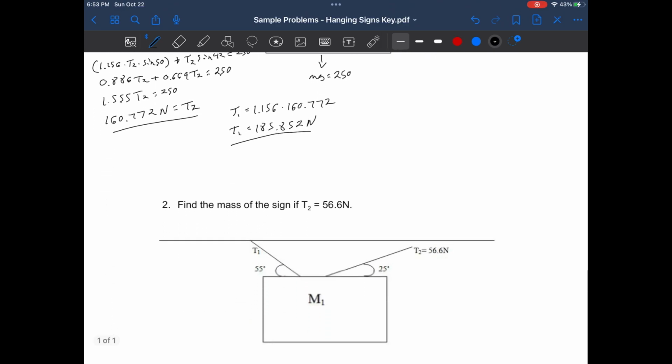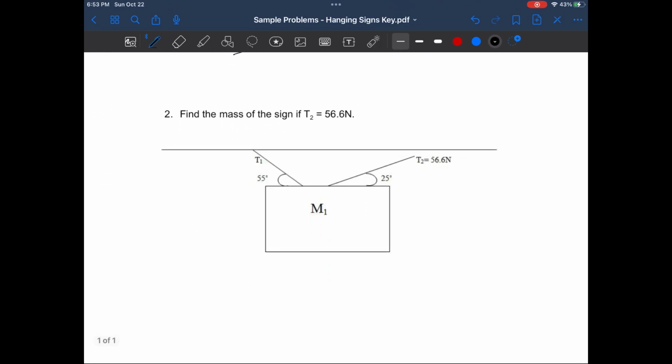Well, that's the first one. That's great. If they give us two different tensions, we were able to come up with two different equations. With two unknowns, you need two equations, an equation for every unknown. This time they told us what T2 is, but they didn't tell us what the mass is. Don't worry, we've got the skills to take care of this.